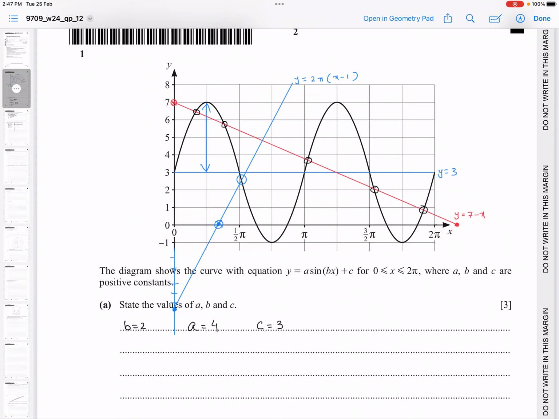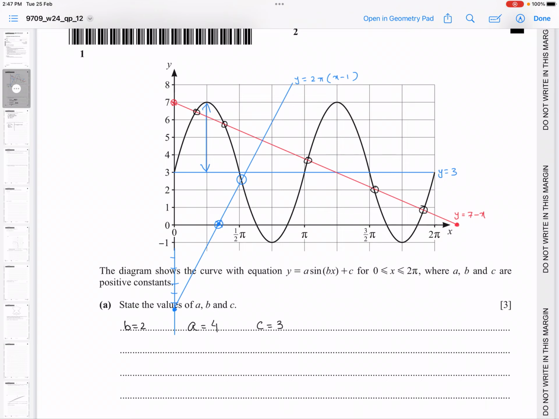To find the values of a, b and c, we first have to understand y equals a sin(bx) plus c. First of all, we always look for b. B gives the period of sine of x. If b is equal to 2, we divide 360 degrees or 2 pi by 2, and we get 180 degrees. It means the sine curve repeats itself 2 times in 360 degrees or 2 pi. If b is equal to 3, the sine curve repeats itself 3 times in 360 degrees or 2 pi. Here in this diagram, the sine curve is repeated 2 times in 2 pi, so the value of b is equal to 2.